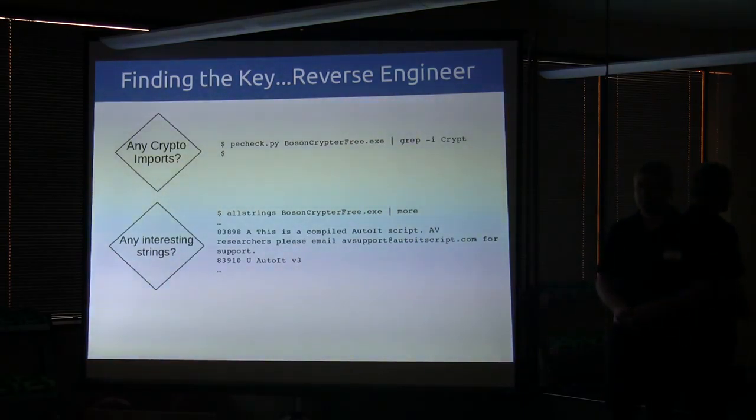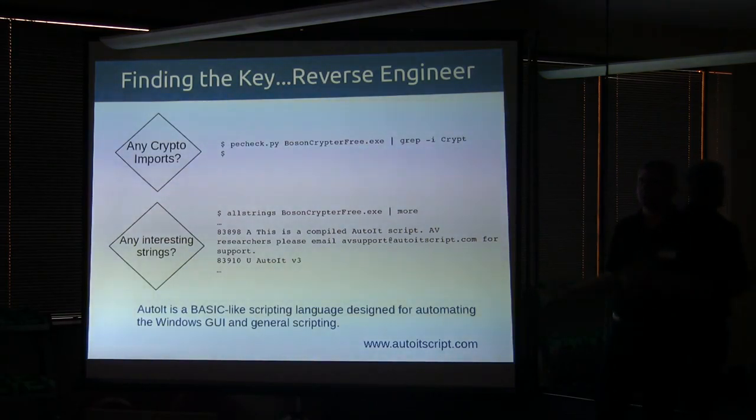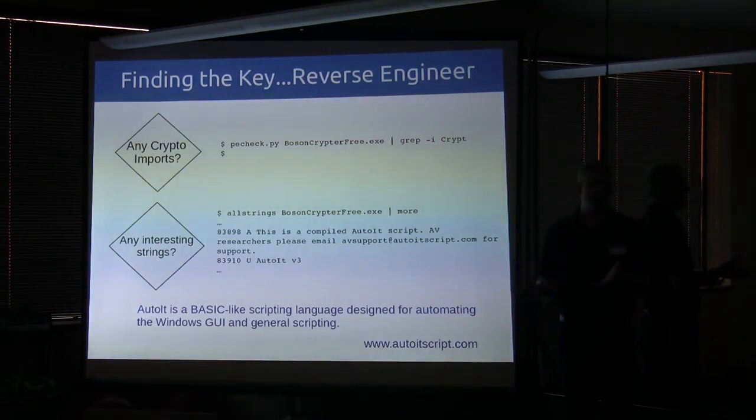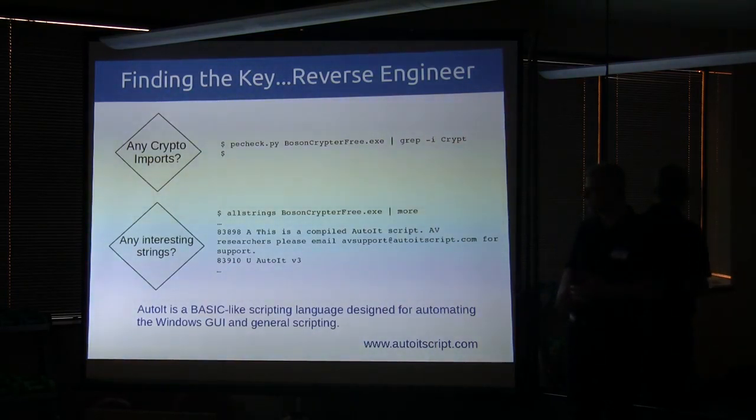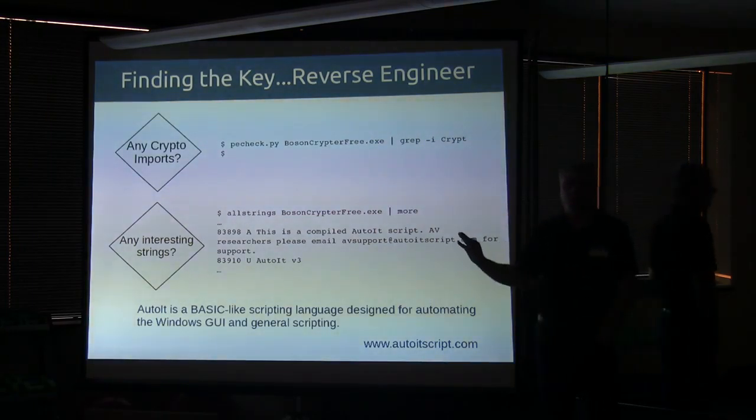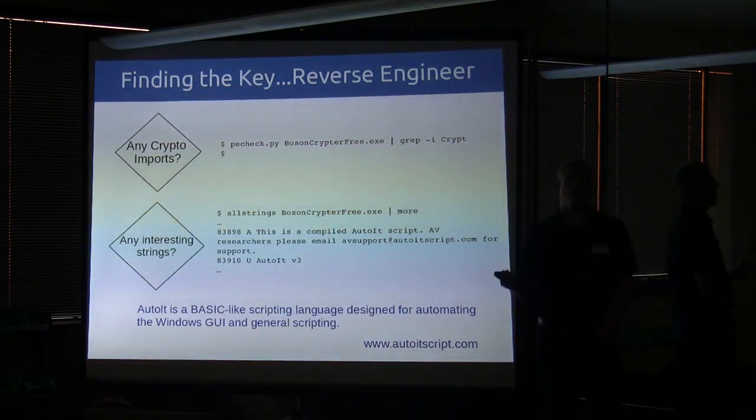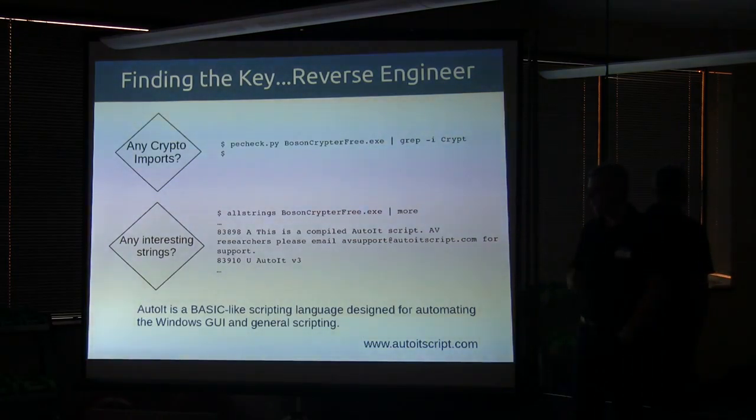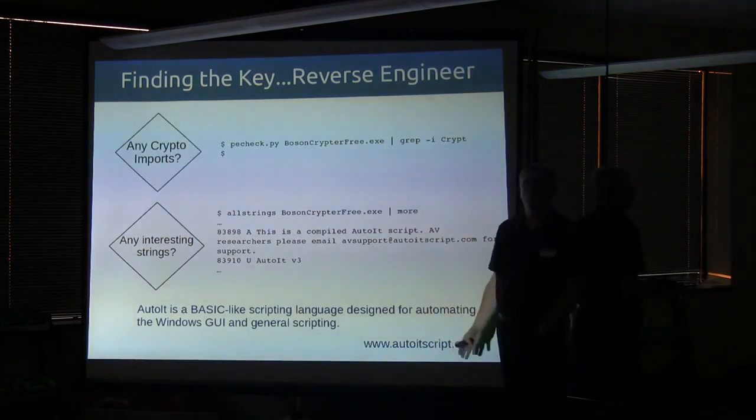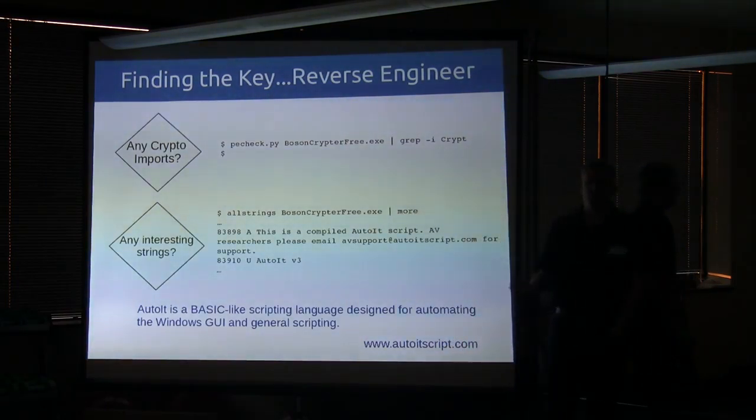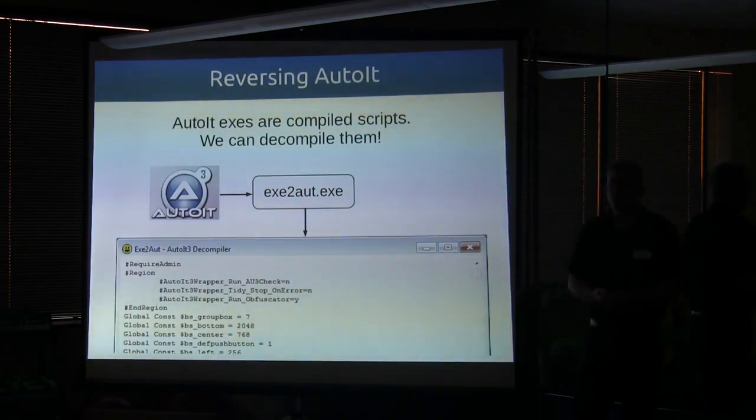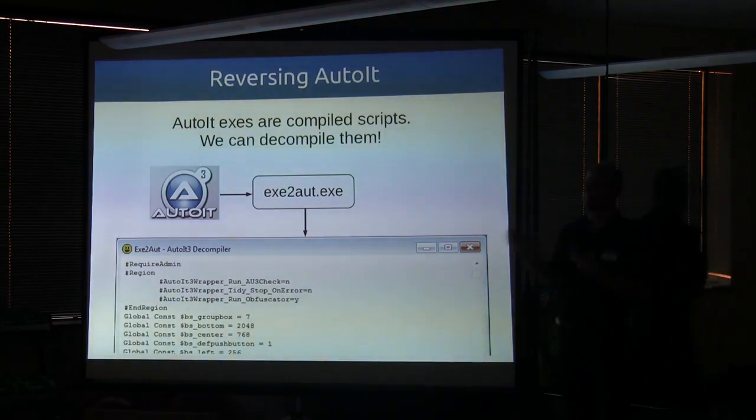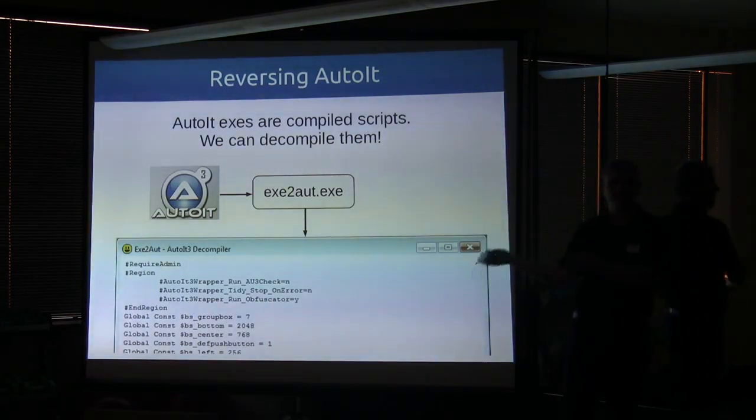Right. It's a basic scripting language that's used to automate Windows GUI and general scripting. So in other words, it's BASIC for Windows. But granted, AutoIt is a very cool language to learn, because you can basically automate GUI programs with it. And at least in this case, it looks like the attacker wrote their Crypter in AutoIt. Now there are a couple of interesting things about AutoIt. First, AutoIt compiled scripts are compiled scripts. That means that we can decompile them. We can technically take it back to the original source code.